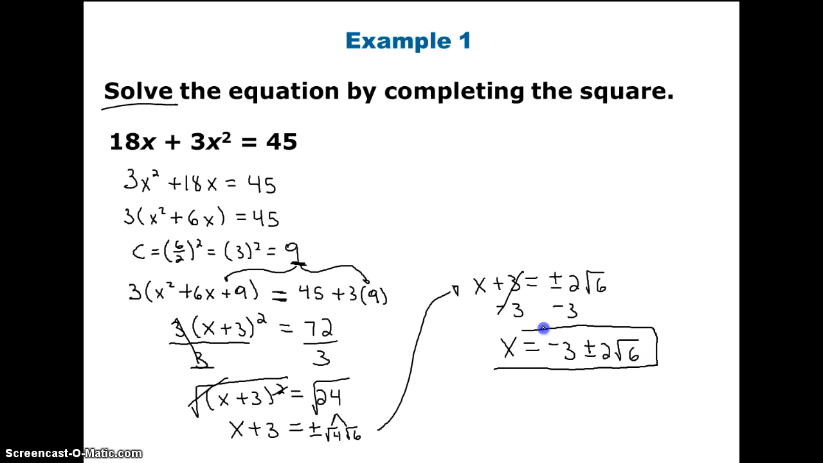So here are the zeros. Remember, keep in mind, make sure that you don't have a negative inside. If you do, you must use imaginary numbers. So let's try another one.